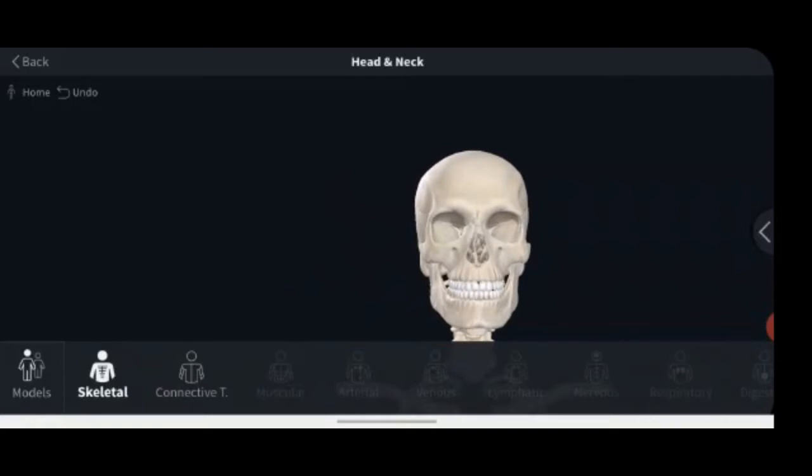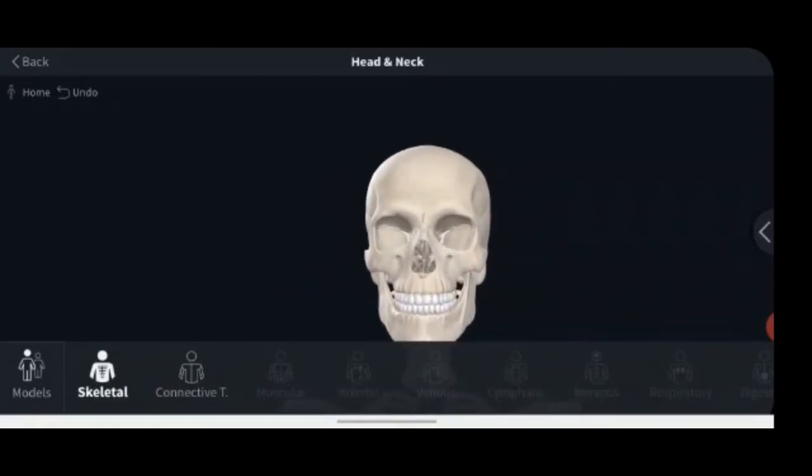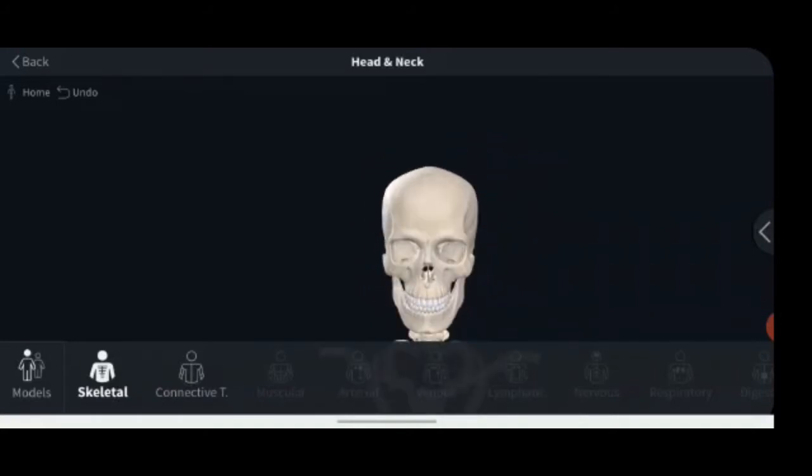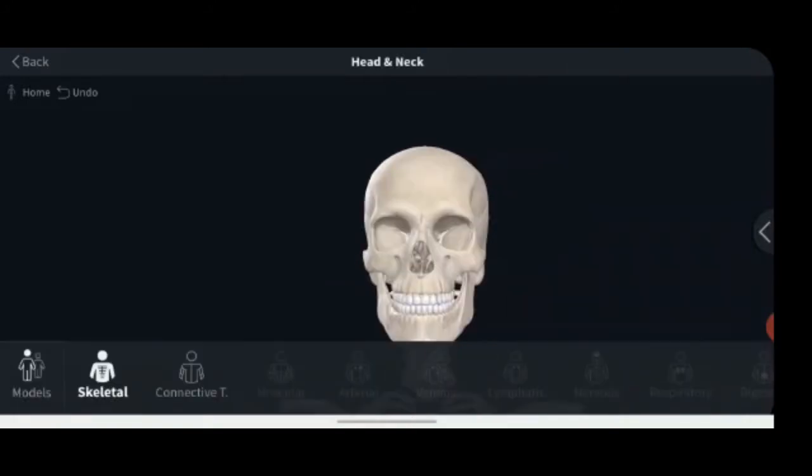Now we will continue with the introduction to skull part 2. In part 1, we learned the number of the cranial bones which make the skull, and the bones making the neurocranium and the splanchnocranium. And we have started with the types of the cranial bones, and now we will continue with the types of the cranial bones in this class.